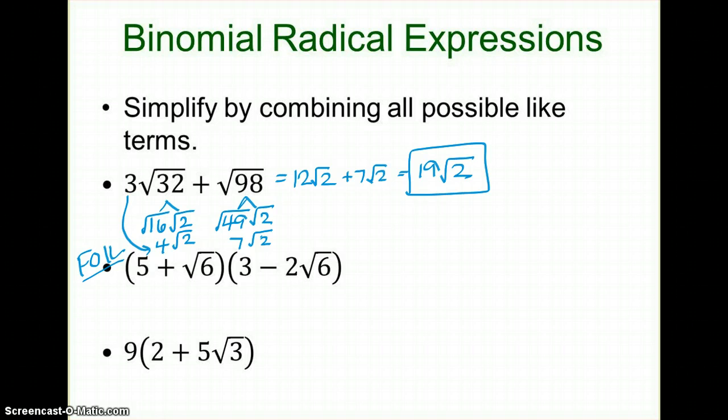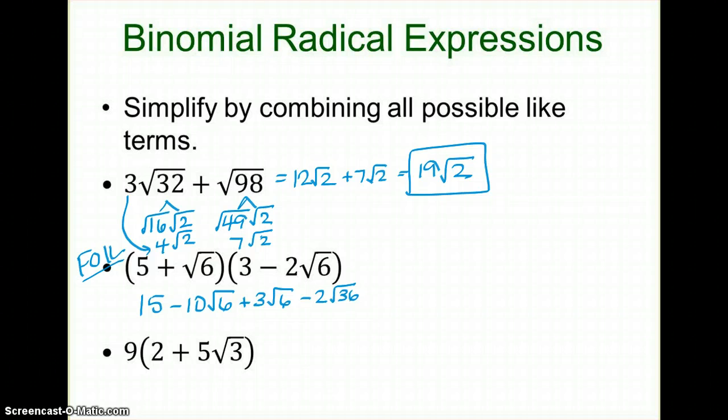So I start with the first terms, that'd be 5 and 3, that makes 15. Then the outside terms, which would be the 5 and the minus 2 square root 6. So I can multiply the negative 2 and the positive 5 and get negative 10 square root 6. Then the next two terms would be the inside terms. That's the square root of 6 times 3. So that's going to make plus 3 square root 6. And then lastly, I multiply the last terms, which is the square root of 6 times a negative 2 square root 6, which is actually going to give me minus 2 square root 36.